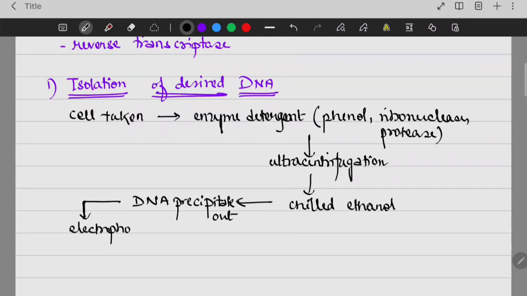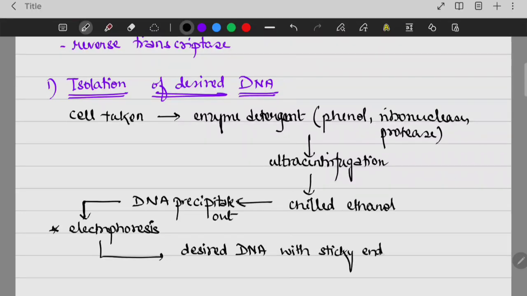Now this precipitated DNA is put through electrophoresis. Why is electrophoresis done? This step is very much required for the identification of the desired DNA. Then finally the desired DNA with sticky ends. These sticky ends are the extra two-sided ends which are required for the adhering of the vector DNA with this desired DNA.